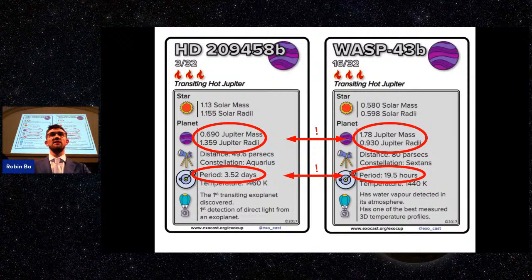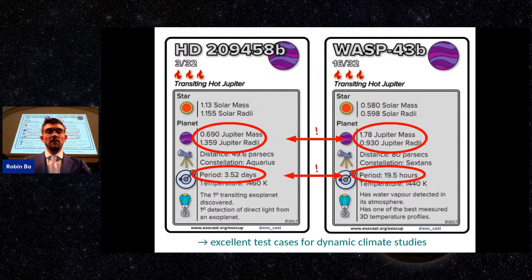The rotation period is also different. The first one has a rotation period of 3.5 days, and the other one has a rotation period of only 20 hours. So this is a really fast rotator, and this induces, of course, dynamics in the atmosphere. The comparison between the two, having a similar temperature but other characteristics that are not similar, makes them an excellent test case for dynamic climate studies. And I will show you the results of those studies here.